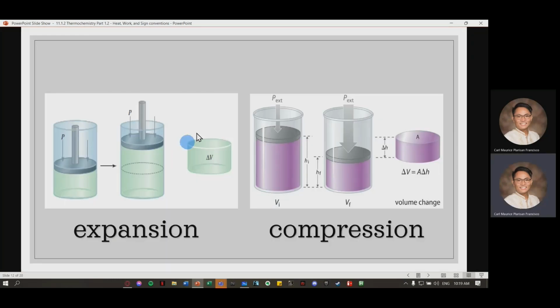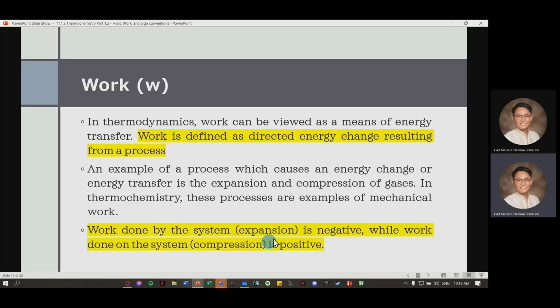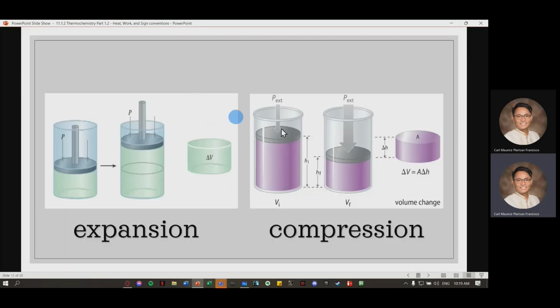Okay, so expansion is negative, compression is positive sign for work, respectively. Look at this image. Look at my cursor. The piston expanded. So whenever the system does work, expansion, that's a negative sign. And when the piston compresses, work is done on the system. The system is this gas.